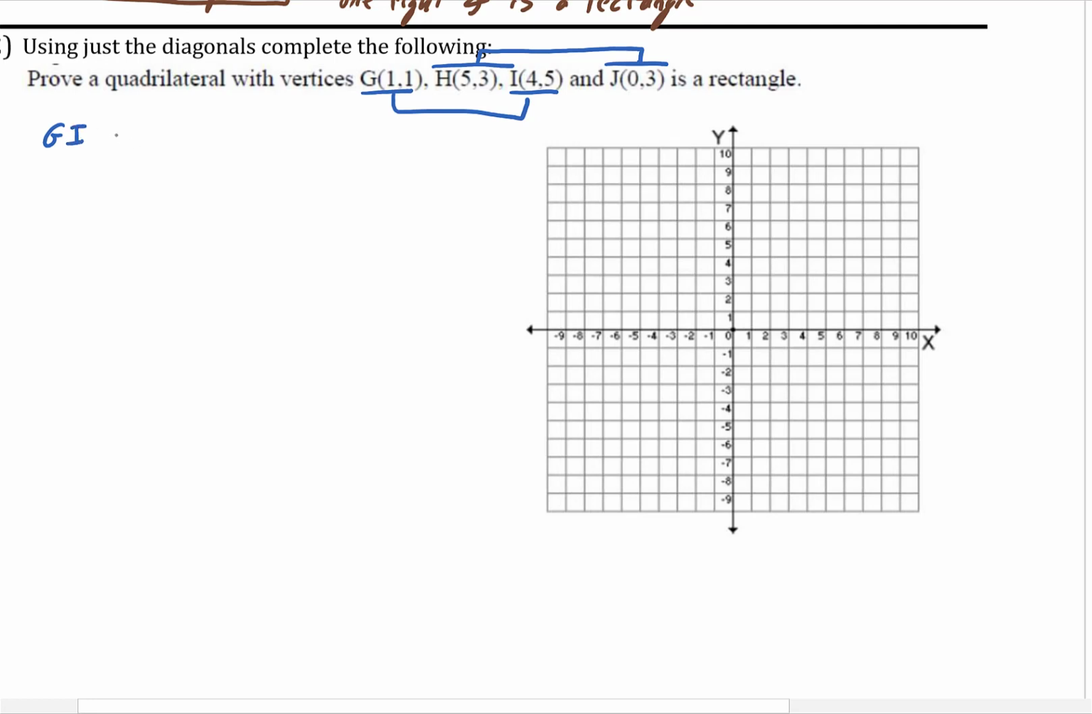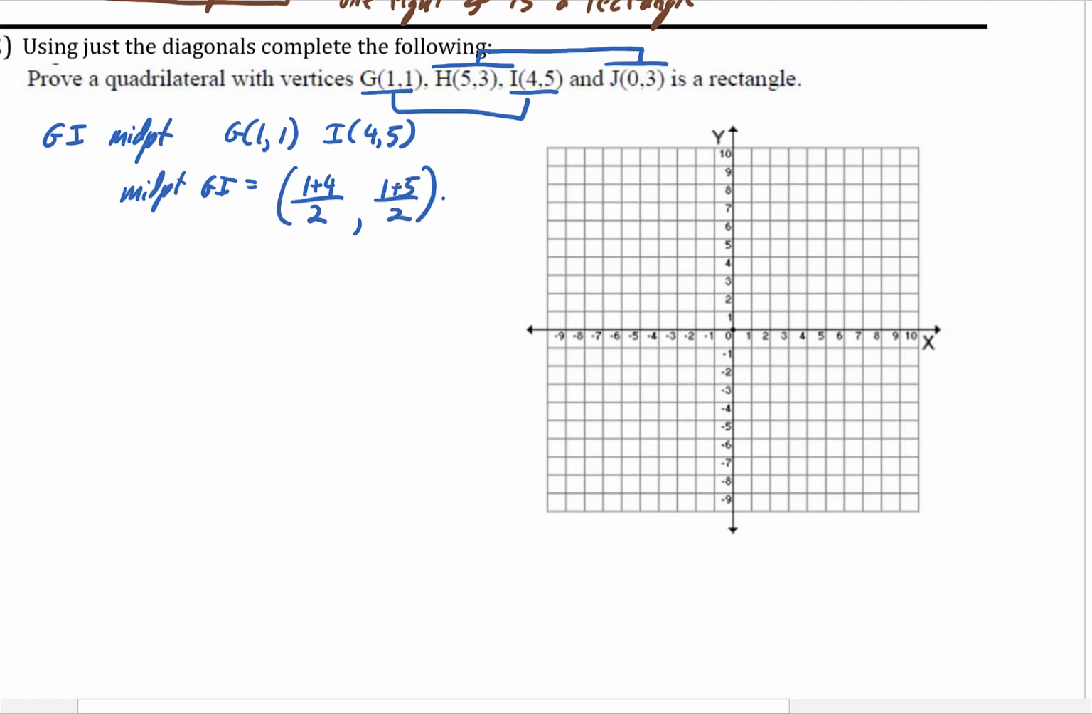The midpoint, okay, is really the average of the x's of the endpoints. So I take G, and let's look at I, 4, 5, right? So the midpoint of GI is equal to the average of the x's, which you add them, and the average of the y's of the endpoints, and you get 5 over 2, 6 over 2, which equals 2.5, 3. Okay, let's check out the midpoint of HJ.